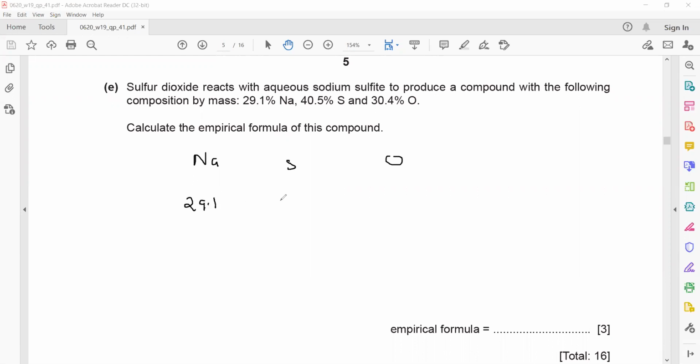First step, divide by atomic mass. The atomic mass of sodium is 23. What's the answer? 29 divided by 23 is 1.2. 40.5 divided by sulfur's 32 is 1.2 as well. And oxygen: 30.4 divided by 16 is 1.9.